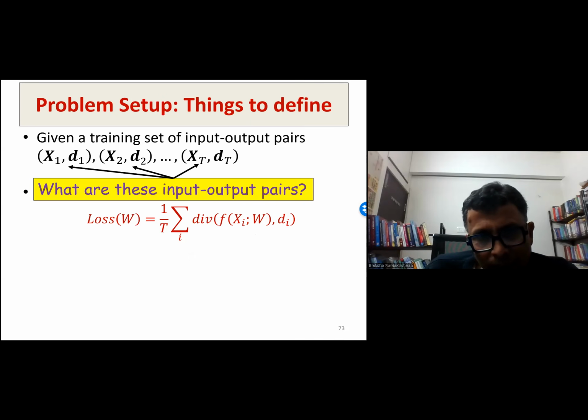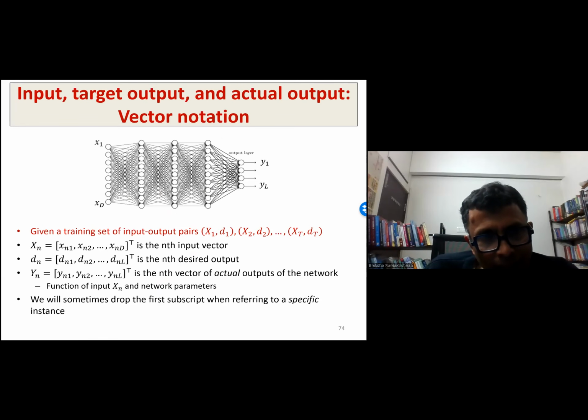No questions, okay. So now let's look at what these input-output pairs are. Again, given a set of training input-output pairs, we want to learn a function. That means, again, this is a mathematical object. All of these must be numerically defined. So each input is going to be some d-dimensional vector.